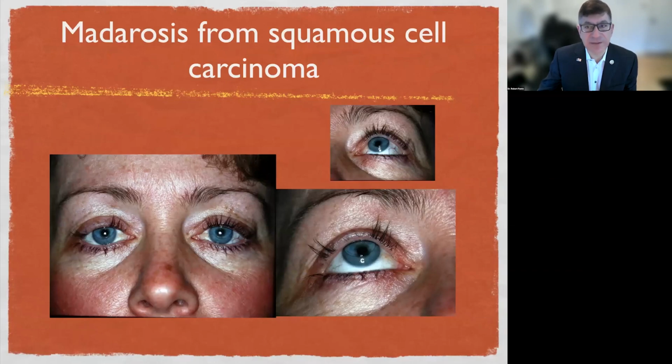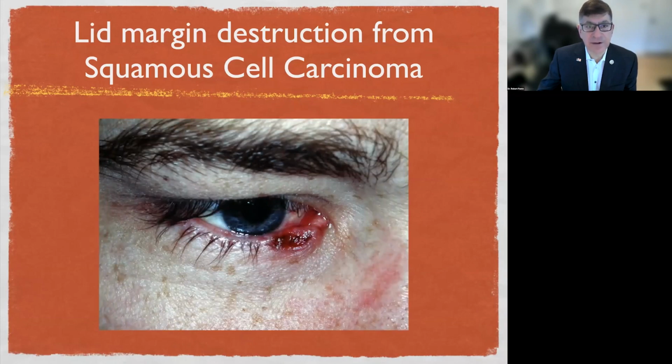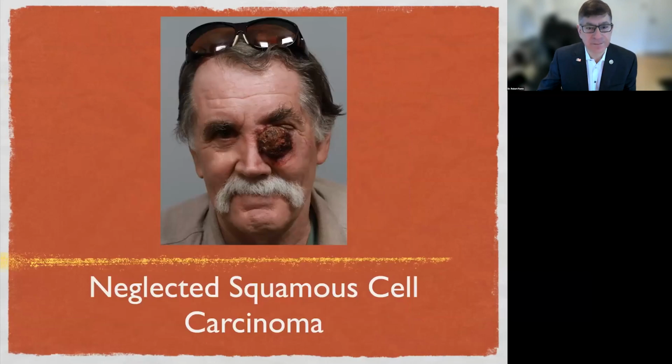Madarosis from squamous cell carcinoma. You see the central upper lid on this patient where the eyelashes are missing compared to the other eye. Lid margin destruction from squamous cell carcinoma. Another area of lid margin destruction from squamous cell carcinoma. Here's a patient with neglected squamous cell carcinoma. He kept hoping that this would just go away on its own.